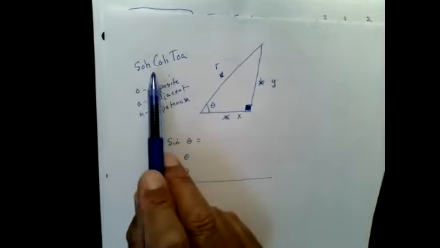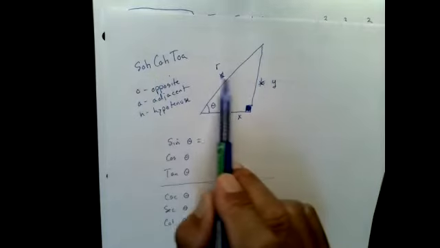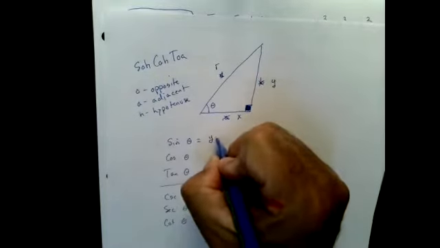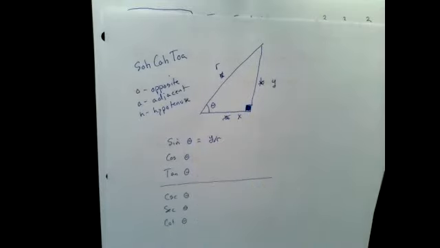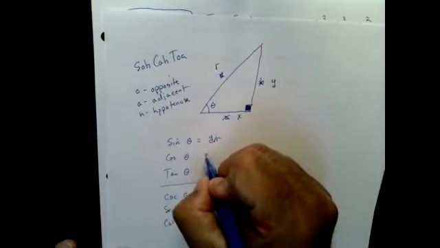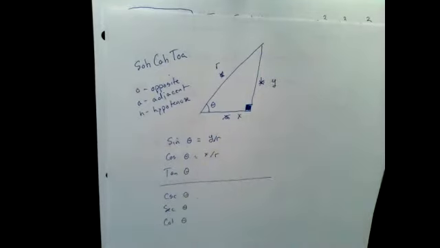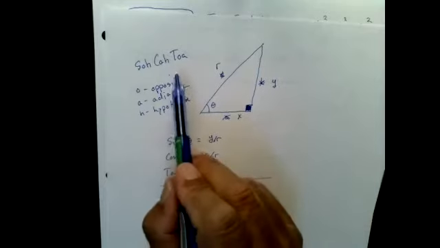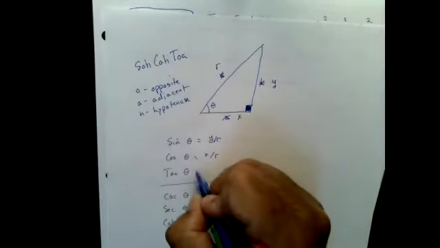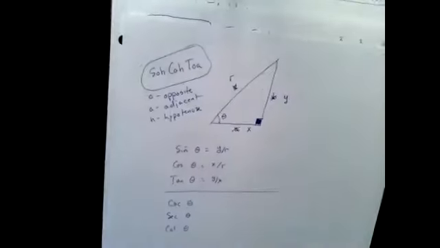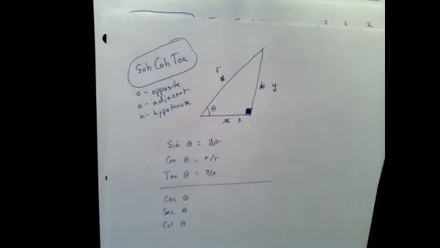So if I use SOHCAHTOA, I know sine is opposite over hypotenuse, Y over R. Cosine is adjacent over hypotenuse, X over R. Tangent is opposite over adjacent, Y over X. I'd be willing to bet almost everyone has heard of SOHCAHTOA. And if you haven't, learn it quick because it's going to help you a lot.